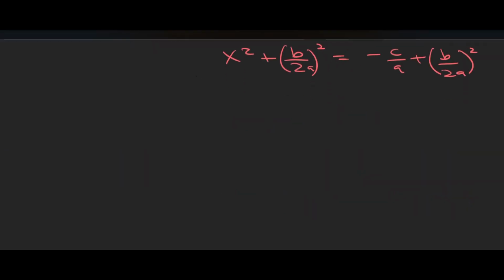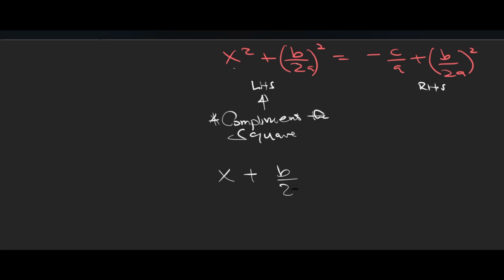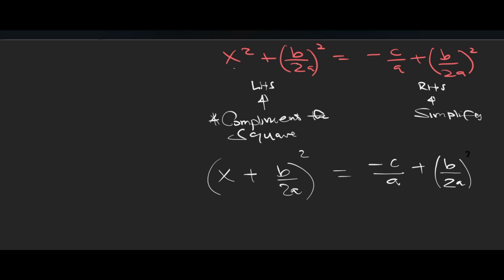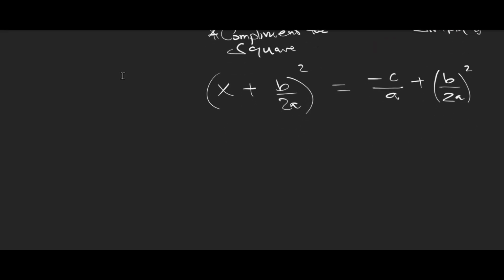Now, this side is what I'm calling the left hand side, and this is what I'm calling the right hand side. On this left hand side, we complete the square. What that simply means in maths, as I was taught by my teacher, is that you allow these two terms to be under the same square. So you put x plus b all over 2a under the same square. Now, this is equal to, on the right hand side, what you will do is simplify. So you're going to have minus c over a plus b all over 2a squared.